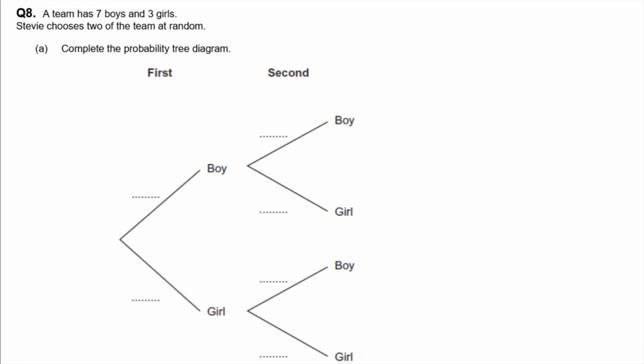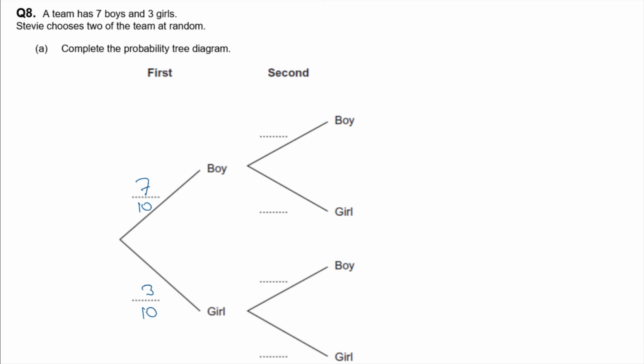Question A. A team has 7 boys and 3 girls. Steve chooses 2 of the team at random. Complete the probability tree. Okay, now this is slightly different from the last couple. This is dependent probability. Okay, I'll explain as I go through. So for the first selection, I've got 7 boys out of a total of 7 plus 3, which is 10 altogether. So the probability of picking a boy is going to be 7 out of 10, which means you've got a 3 in 10 chance of picking a girl.